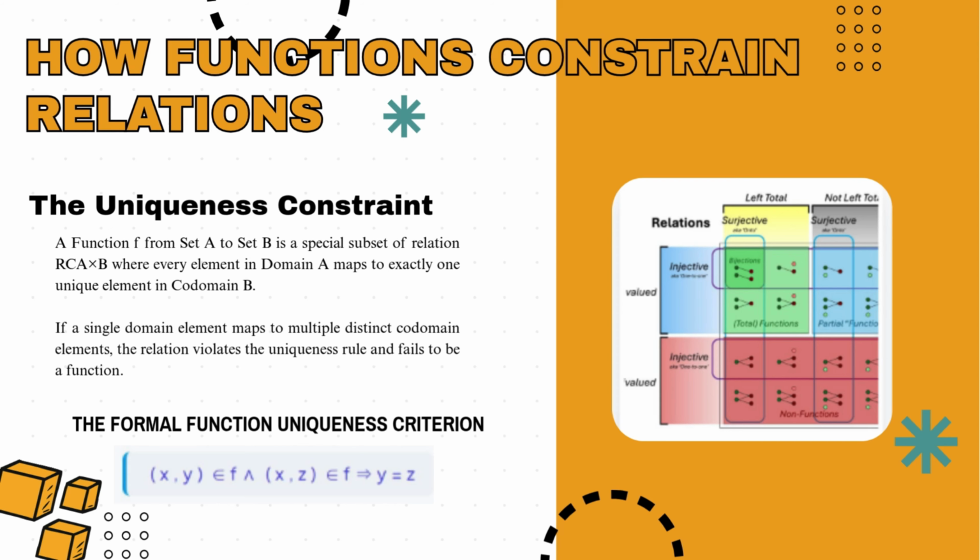This means that while a standard relation allows an input to map to multiple outputs, a function strictly prohibits this. In computer programming, this restriction is what ensures determinism, guaranteeing that when you call a function in code with a specific input, it will always return the exact same output without runtime ambiguity.